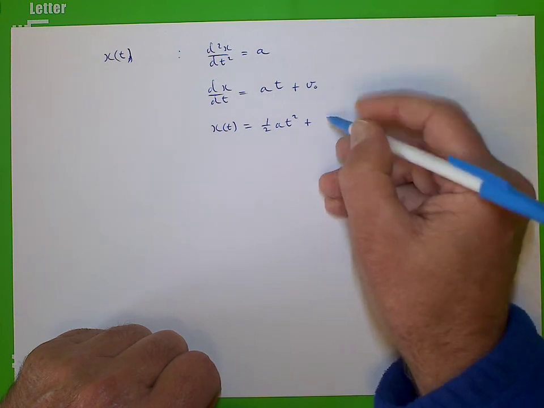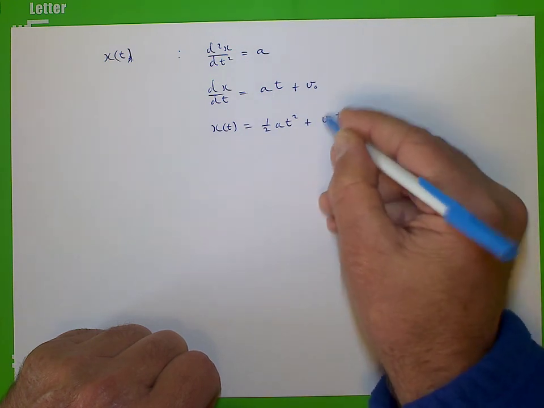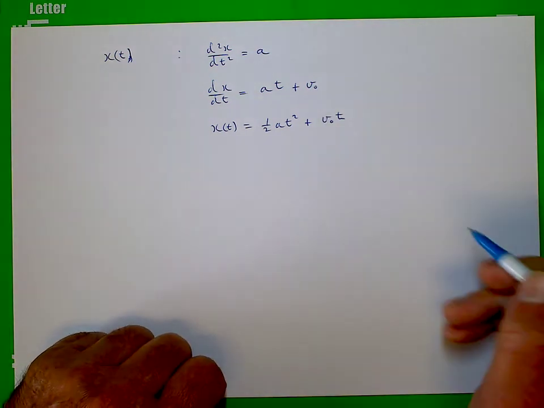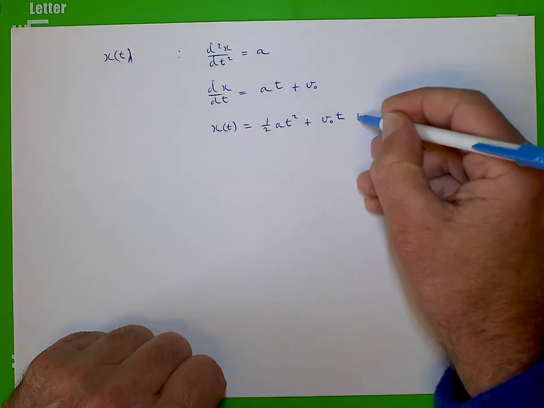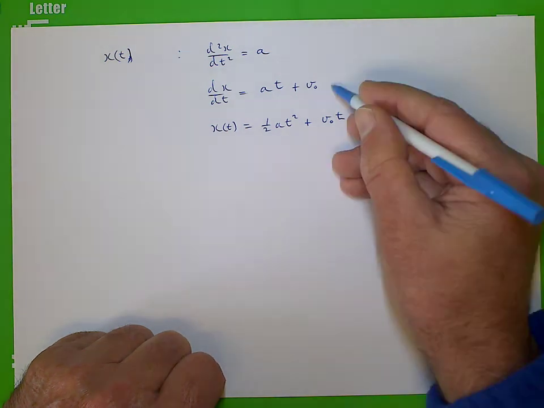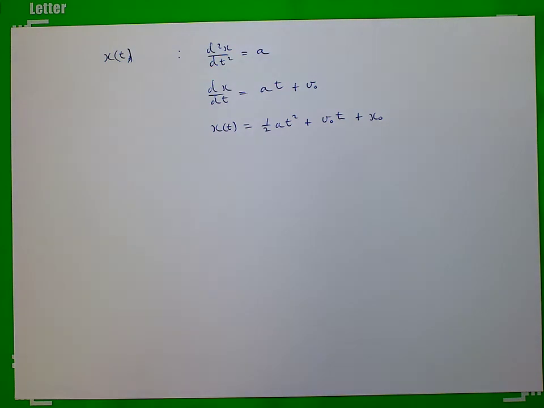Plus, now we've got this v naught. If I just have v naught t, then when I take the derivative of that, I'll just get v naught. And just the same as before, if I add a constant and I take the derivative of that, I get nothing. So it's still true. Okay.